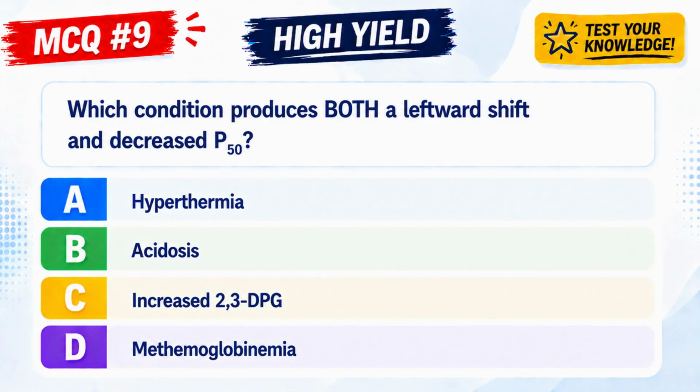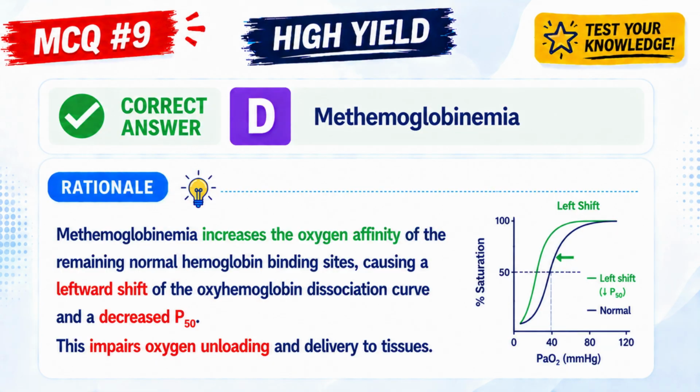Which condition produces both a leftward shift and decreased P50? A. Hyperthermia. B. Acidosis. C. Increased 2,3-DPG. D. Methemoglobinemia. The answer is D. Methemoglobinemia. Here's why. Methemoglobin forms when iron in hemoglobin is oxidized from ferrous, Fe2+, to ferric state, Fe3+.